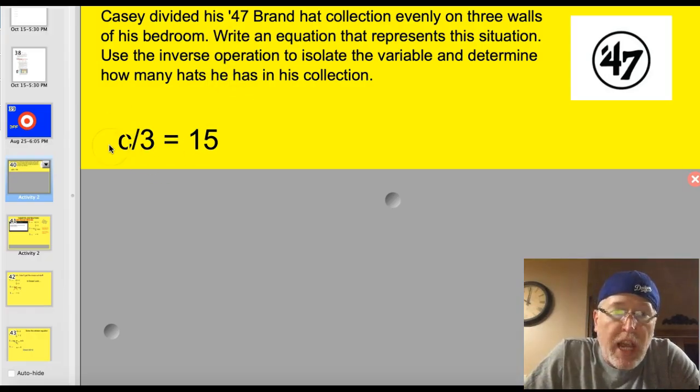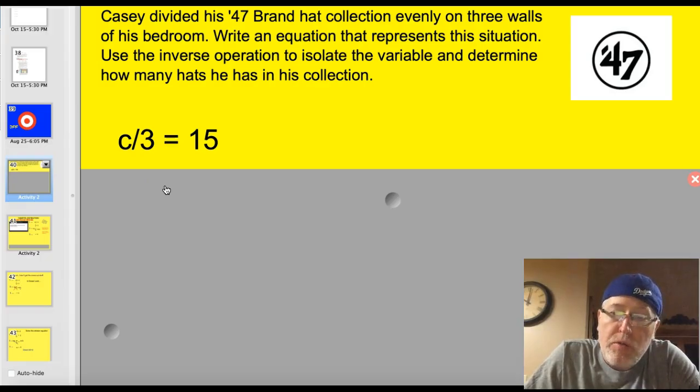So here's this hat collection. He divided it amongst his 3 walls, and there's 15 on each wall. Well, you can kind of already figure out that there's 45, but how do you prove that? How do you use the inverse operation to isolate the variable and determine how many hats he has in his collection? Well, what operation is this? That's right, division. So we're going to undo division with multiplication.